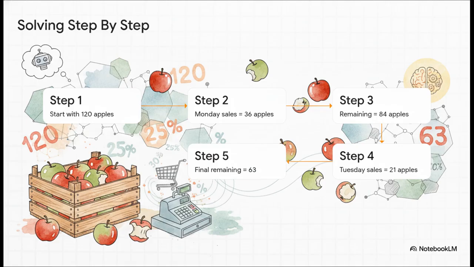Step 1. Start with 120. Step 2, 30% of 120 is 36. Step 3, 120 minus 36 leaves 84. Step 4, 25% of 84 is 21. Step 5, 84 minus 21 is 63. By forcing this exact breakdown, the model hits the correct answer flawlessly every time.